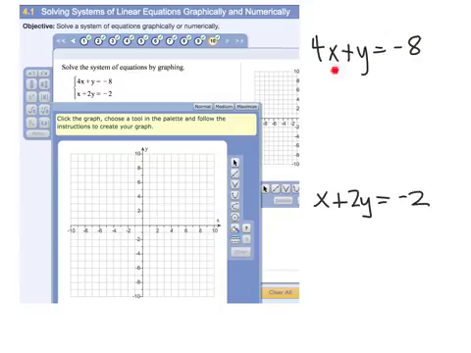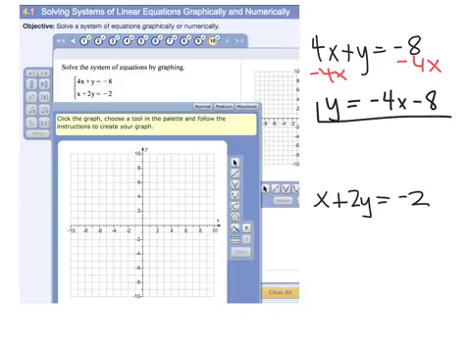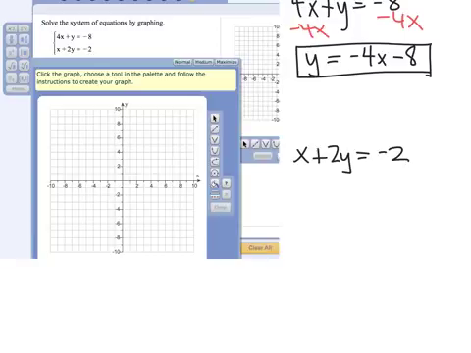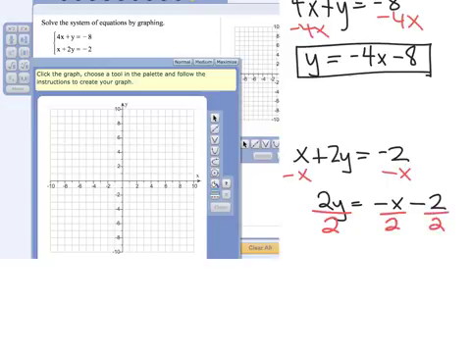This is not in slope-intercept format, so I've got to subtract 4x. And so I end up with y is equal to negative 4x minus 8. That's pretty quick and easy. Here's where we're going to get into fractions. Clearly, this is not in slope-intercept format, so you need to subtract x, and you're going to end up with 2y is equal to negative x minus 2. The thing about slope-intercept format is that y needs to be all by itself, and here's a 2. They're connected by multiplication, so the way you get rid of it is by dividing everything by 2.